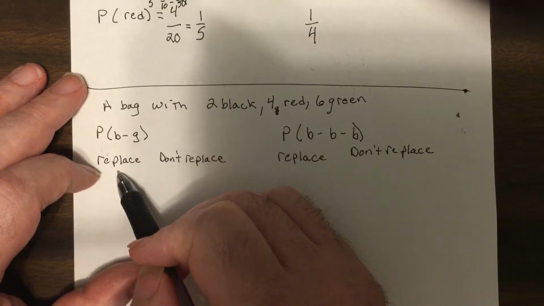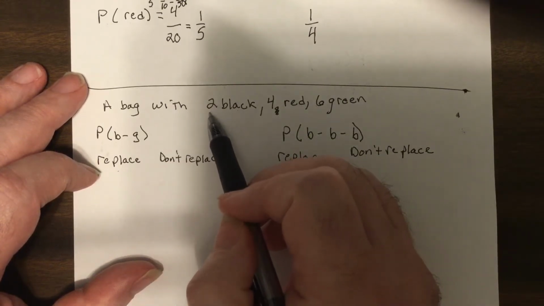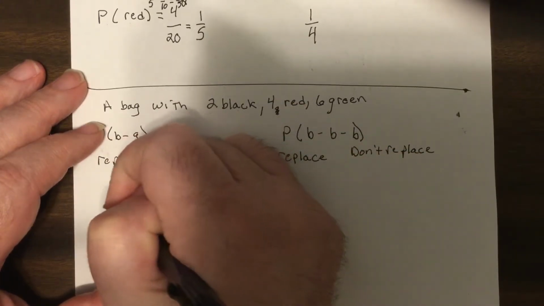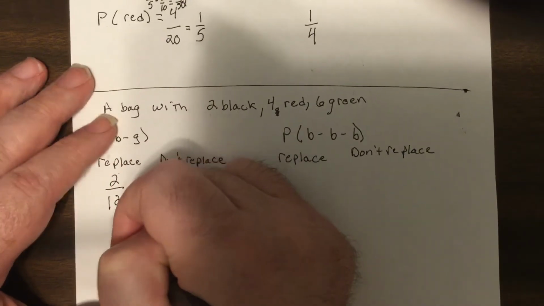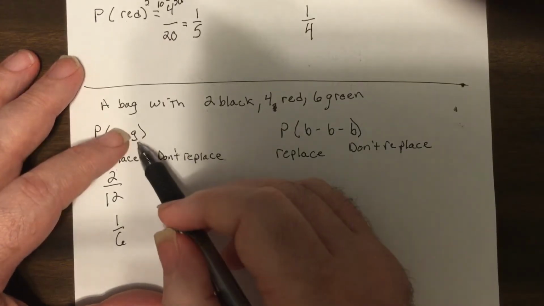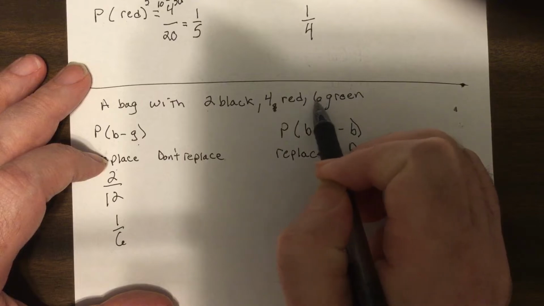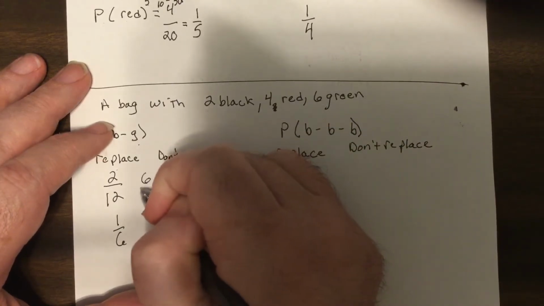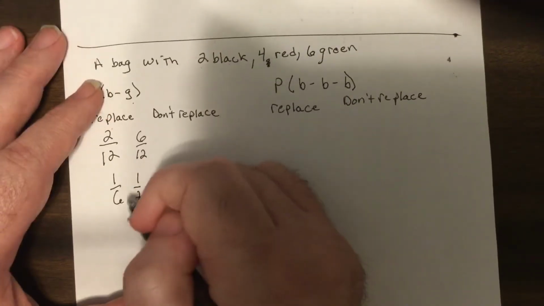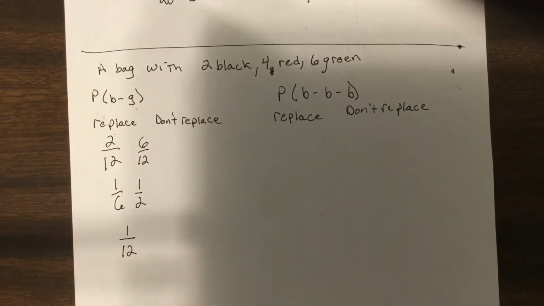So if you replace, the first one would be the same no matter what. It's 2 out of 2 plus 4 plus 6 is 2 out of 12, or 1/6. Then what's the probability I pull a green if I replaced them back to the original bunch? It'd be 6 out of 12, which you can reduce to 1/2. Then you multiply straight across, it'd be 1/12 of the time I'd pull a blue one and a black one.